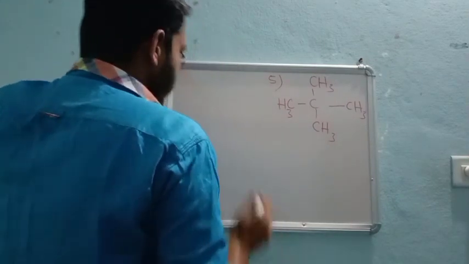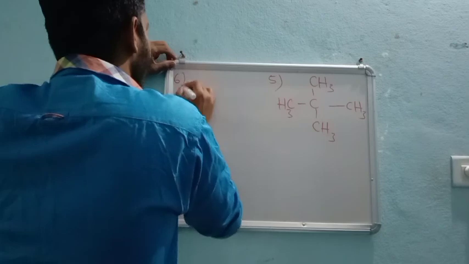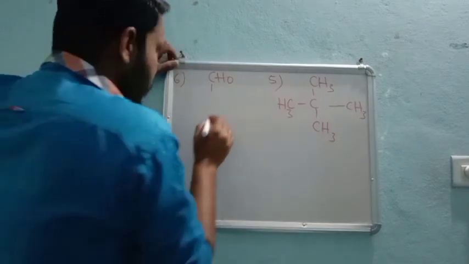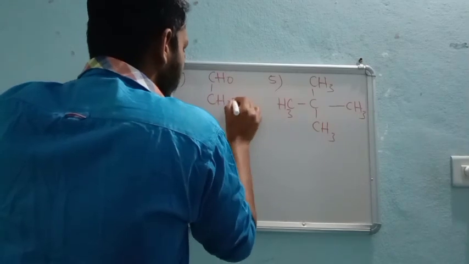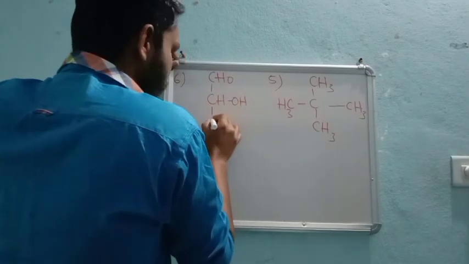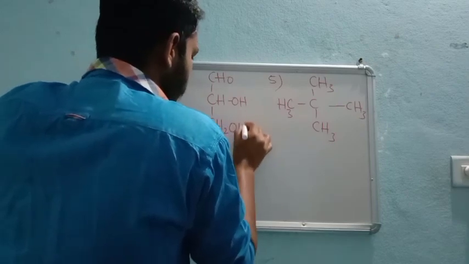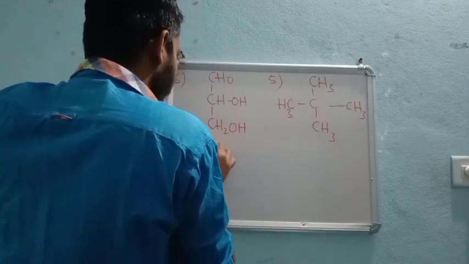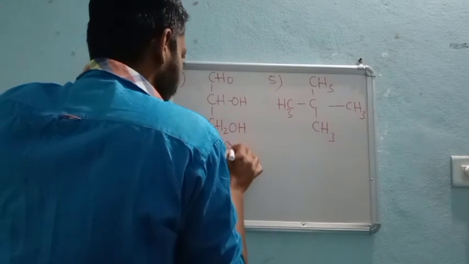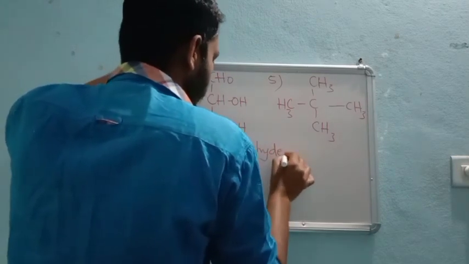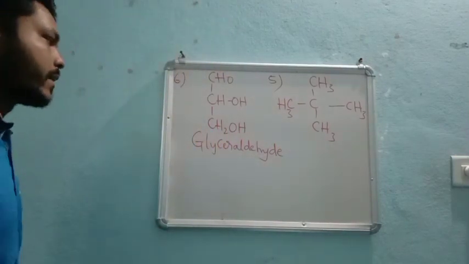Glyceraldehyde: CHO, CHOH, CHOH, and then CH2OH. This is called glyceraldehyde, right? Glyceraldehyde.